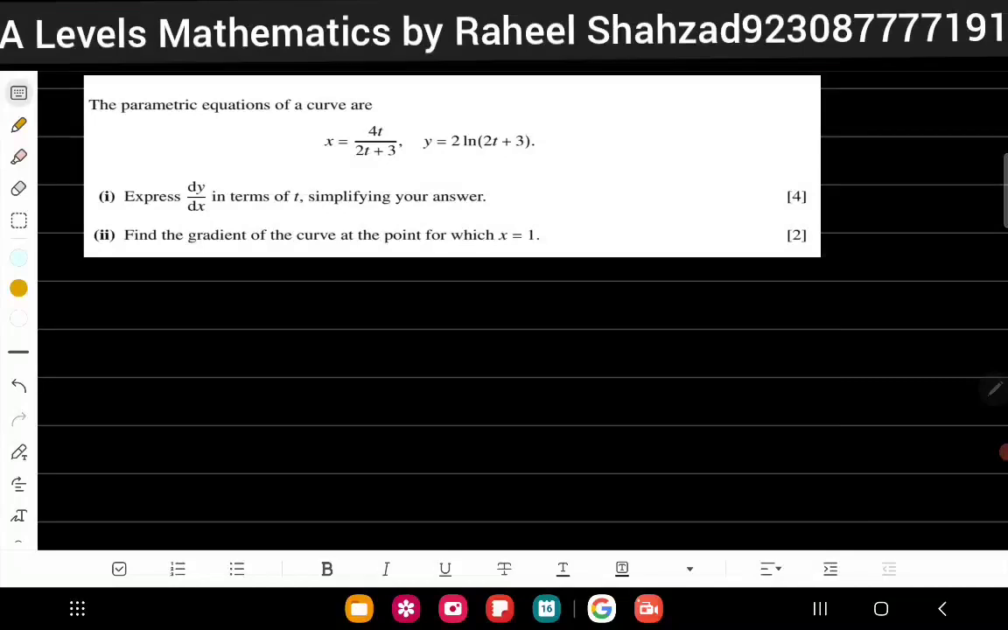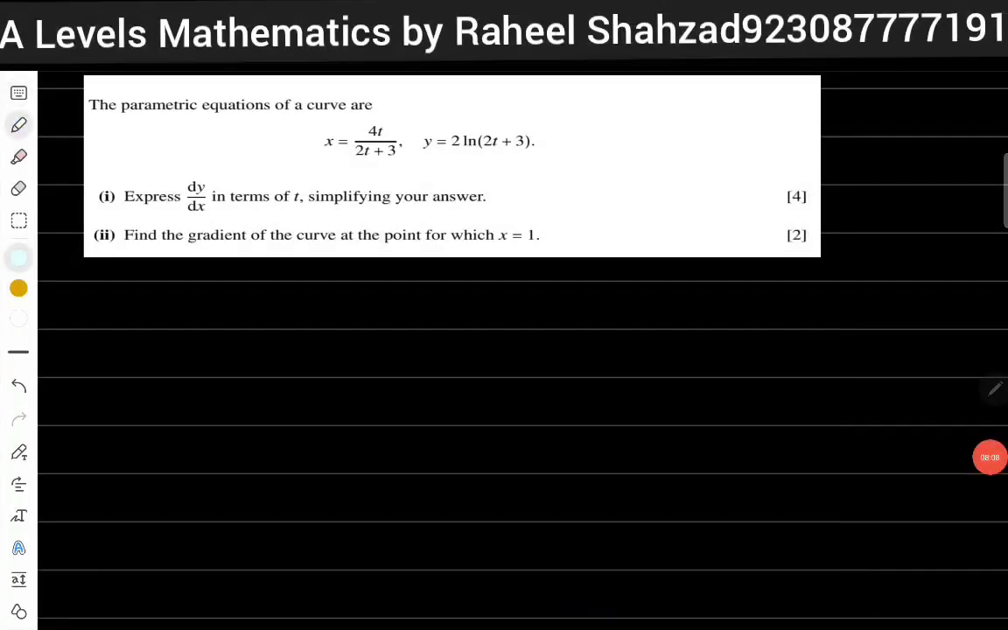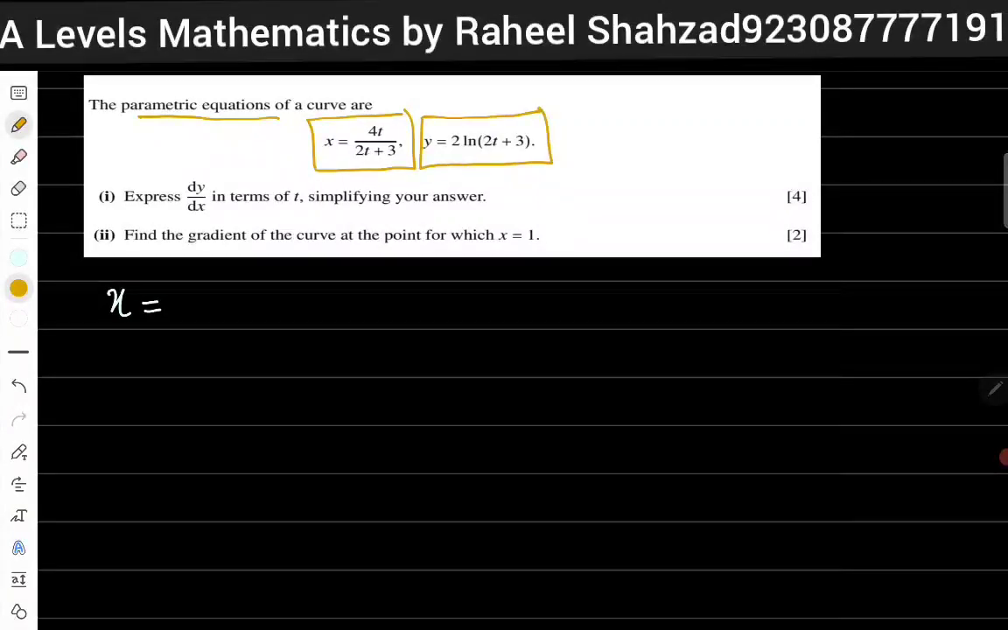Here is another question. The parametric equations of the curve are x is equal to 4t divided by 2t plus 3 and y equals 2 natural log of 2t plus 3. We need to find dy by dx in terms of t, and we need to simplify our answer and then find the gradient when x is equal to 1. So the first part is x is equal to 4t divided by 2t plus 3 and y is this.